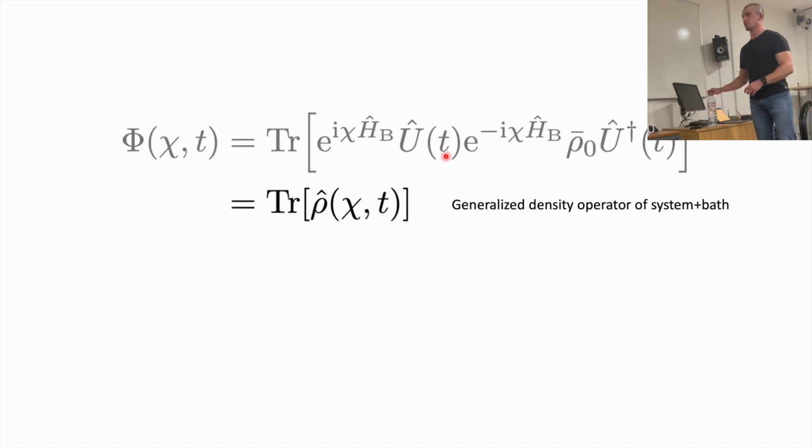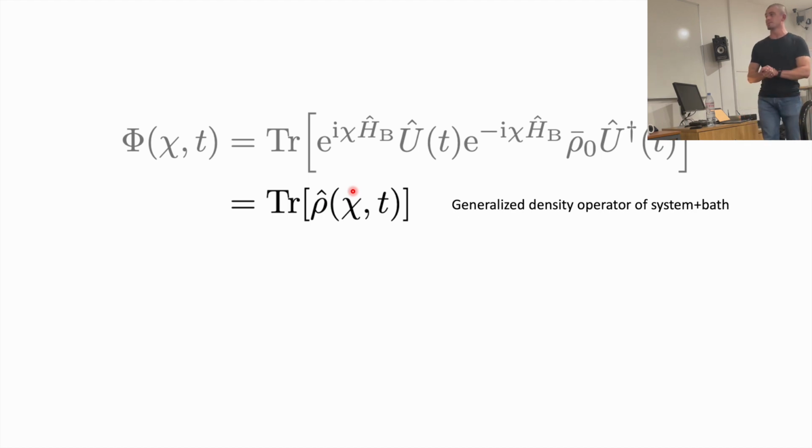What matters really is that I can rewrite this, using the cyclic property of the trace, as the trace of a generalized density operator for the system and the bath. This density operator is transformed in some way by this parameter chi, and it means that the trace is no longer equal to 1. So it's not a true density operator, it's this generalized density operator.